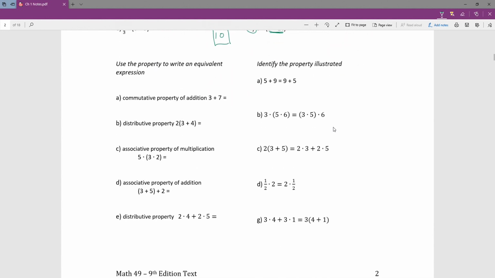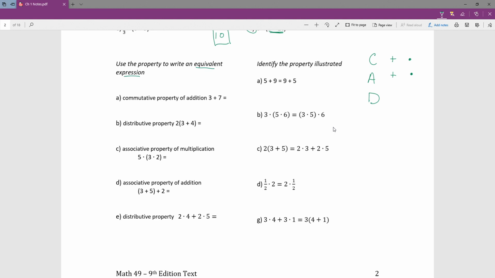Okay, so the last part of this 1.1 is really to kind of roll all three of these together. As a quick review, we had the commutative property of addition or multiplication. We had the associative property of addition or multiplication, and we had the distributive property. And distributive property involves both of those together. So as a quick recap, those are the three properties that we're playing with. In these ones, we're supposed to write an equivalent expression.